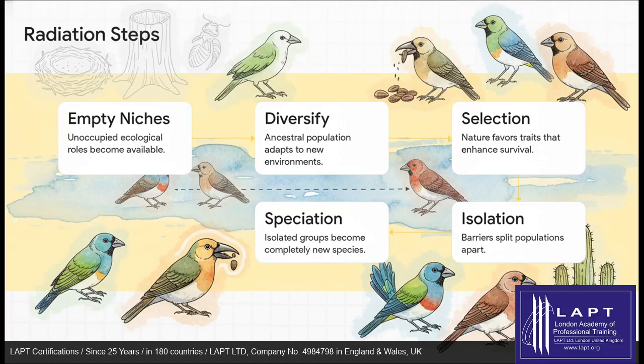Then we move to step 4, geographic isolation. Natural barriers, like the stretch of water between the Galapagos Islands, eventually split populations apart. This leads to reproductive isolation. They stop mixing their genes. And finally, step 5, speciation. Those isolated groups have adapted so perfectly to their specific job that they literally become completely new species.